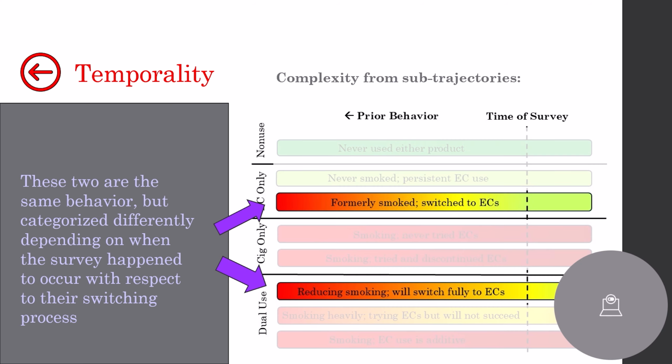There's also temporality issues in treating product use as a static snapshot. For example, in people who switch from smoking to e-cigarettes, depending on when the survey happened to be administered with respect to that trajectory, they could be categorized as e-cigarette only or as dual use.